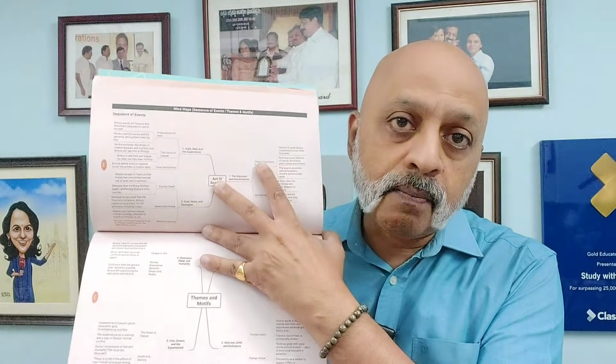Now, this is the way the mind maps are given after every scene, the themes and the motives. For example, this is of Act 4, Scene 3. It tells you exactly what happens, the sequence of events, and then it gives you the themes and the motives of the scene. And thereafter, before and after, are the scene study questions which have been given, both MCQs as well as the long format, the reference to context.